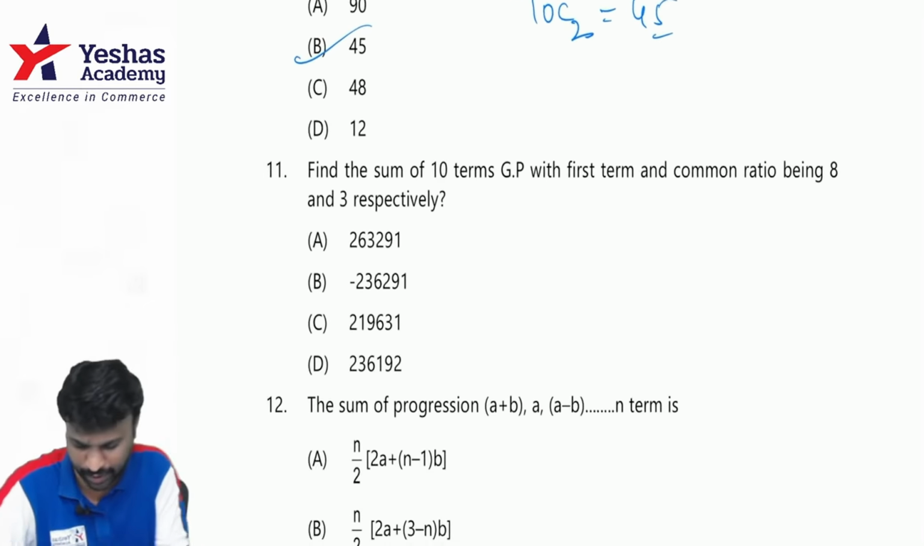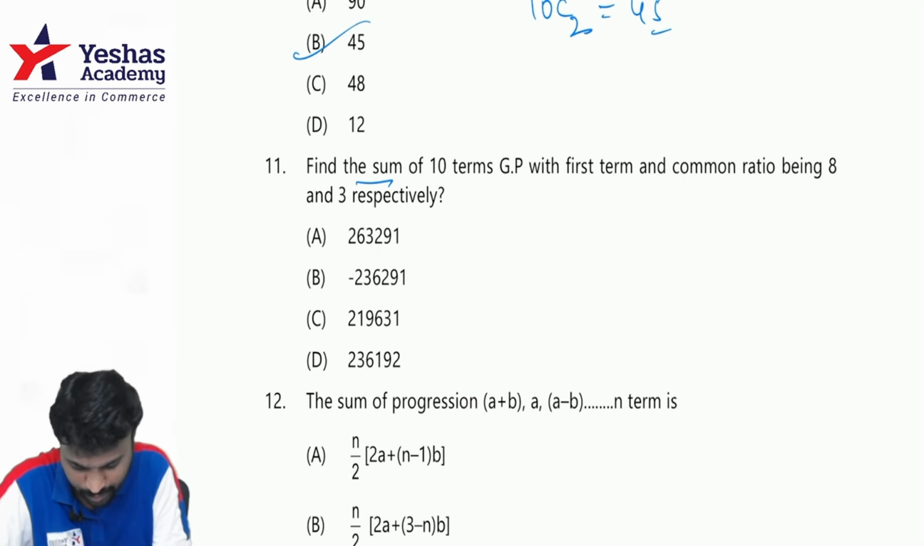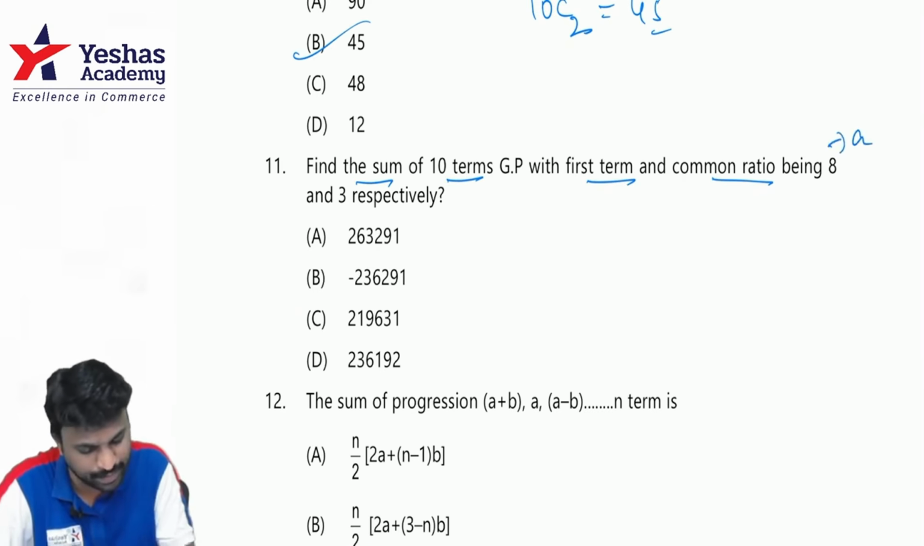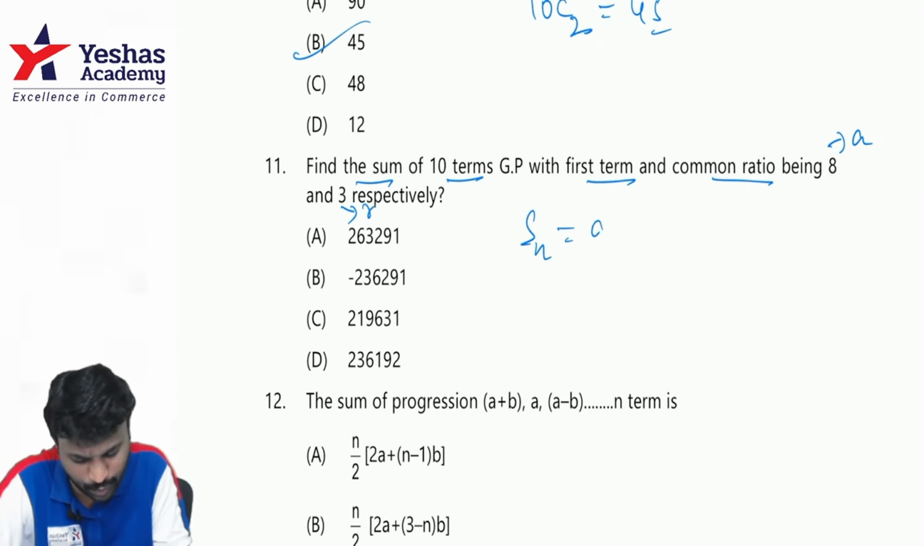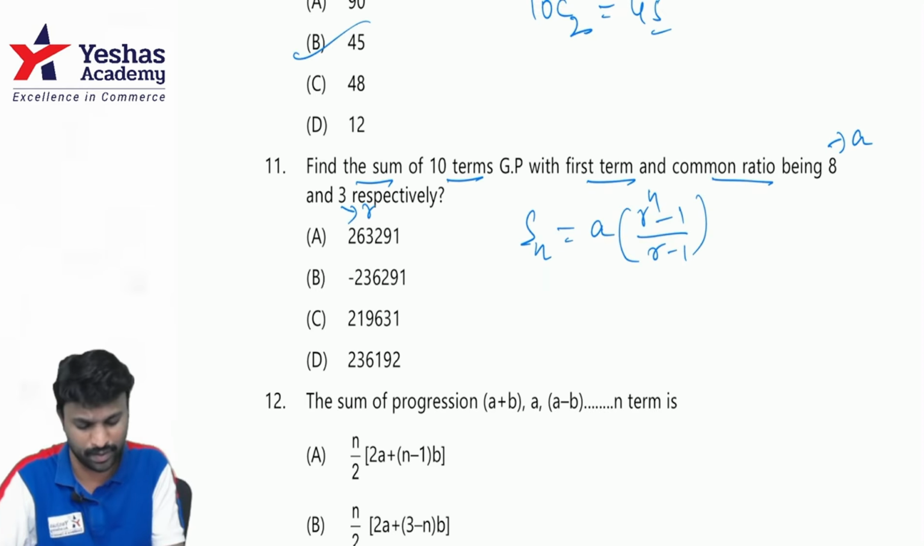Guys, moving on to the next question. Find the sum of 10 terms of GP with first term and common ratio being 8 and 3 respectively. First term is A and common ratio is R. Guys, clearly R is greater than 1, so I shall use the formula Sn is equal to A into R power n minus 1 divided by R minus 1. What is the value of R?